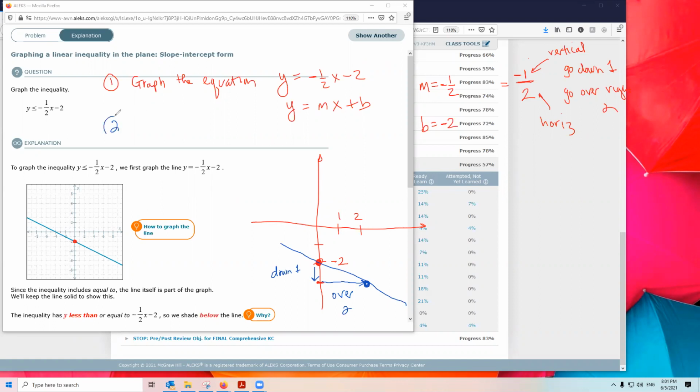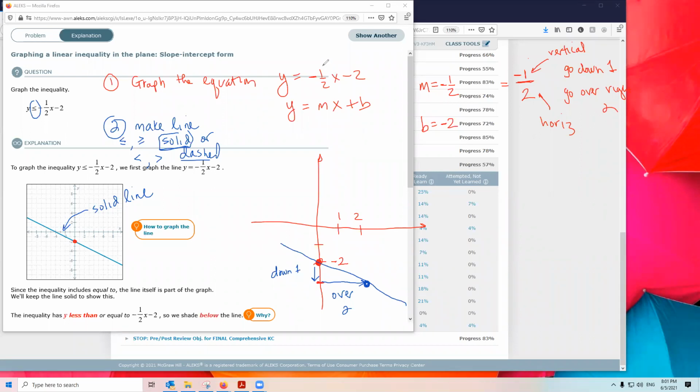That was step 1. Step 2 is make the line either a solid line or a dashed line. Remember, if the inequality is a less than or equal to or greater than or equal to, use a solid line. If the inequality was less than or greater than, use a dashed line. Well, our inequality is less than or equal to, so we want to use a solid line. So notice here's a solid line. And when you go to graph in ALEKS, you're going to see that there's a way for you to change the line itself to either be a solid line or a dashed line. All right, so we have that step 2.